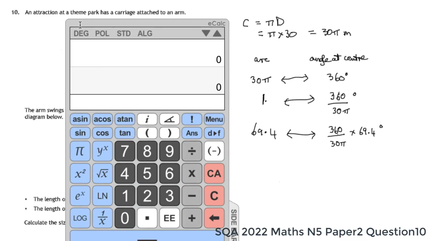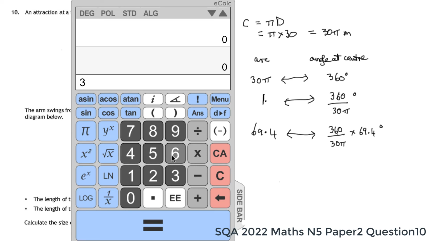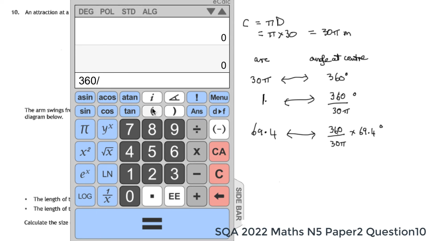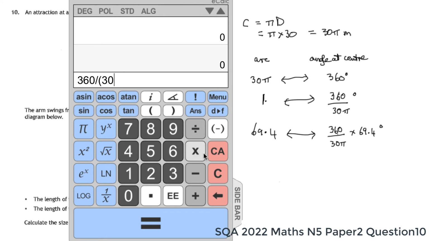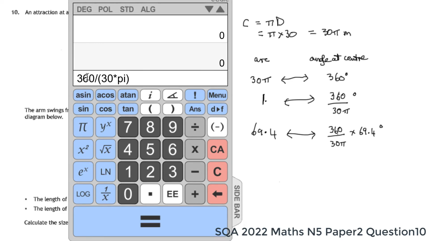So let's do that now. Here we go, and this is the calculation that we have to do. So let's do our 360. We could divide that by 30 times pi. Now I'm going to be careful here and put the 30 times pi in brackets. There's the pi button. So it's 360 divided by the whole of 30 times pi and then multiply by 69.4.